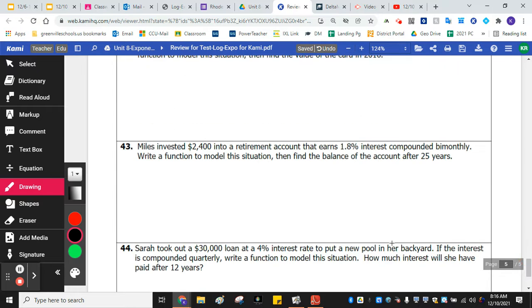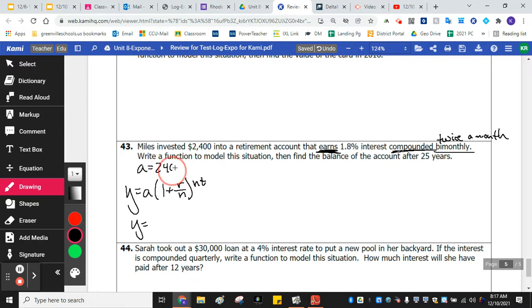All right, last one. Miles invests 2,400 in a retirement account. It earns 1.8% compounded bi-monthly, twice a month. So since it's compounded, we're using the other equation, but it is earning, so it's plus. So y equals our initial amount, 2,400. Our rate is 1.8 as a percent. You need to make it a decimal. And our time is 25 years.